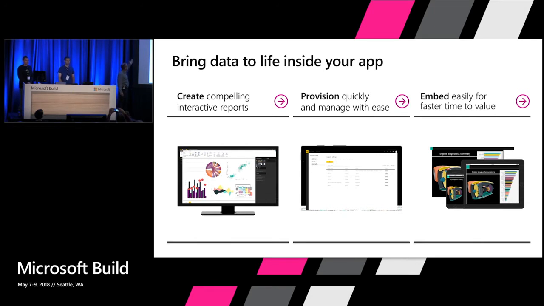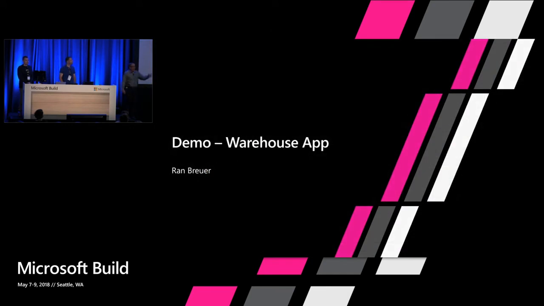Now, in order to do it, you start with, of course, creating the reports. So you do need to create your report in order to actually use them. You have to provision the service. Now, Power BI Embedded, we'll talk about it a bit later on, is a service in Azure, like any other resource in Azure. So you have to provision it. And then you can actually go and grab this and embed it in your application. Now, in order to actually see what it is, and not just me talking, we'll switch to Ran, and he'll show you a short demo of an application that we actually wrote using different features of Power BI Embedded.